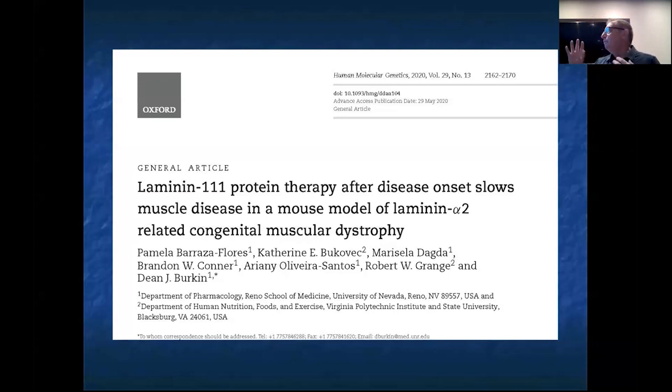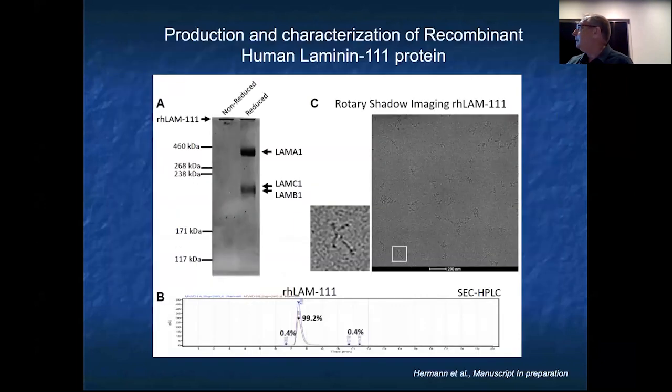So the key thing behind this paper, which you published in 2020, was that the muscle got stabilized in its current form and it didn't get any worse. So that's the main thing. We're hoping it would get better, but I can talk about what role laminin 111 may be playing in muscle repair in a second.